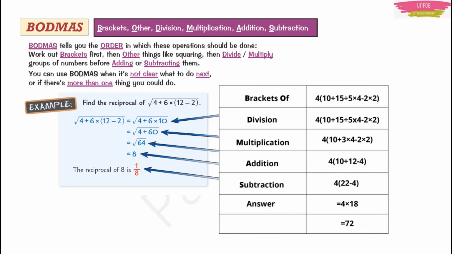Again go to the next step, that is division. See if there is division anywhere. Yes, it is there. It is 15 divided by 5. It will be 3. Then next step, multiplication. Yes, it is there in 2 places. 3 4s are 12 and 2 2s are 4. Then you write it down. Again next step will be addition. Then subtraction will come. Then you can remove the brackets and that will be your answer after you multiply.